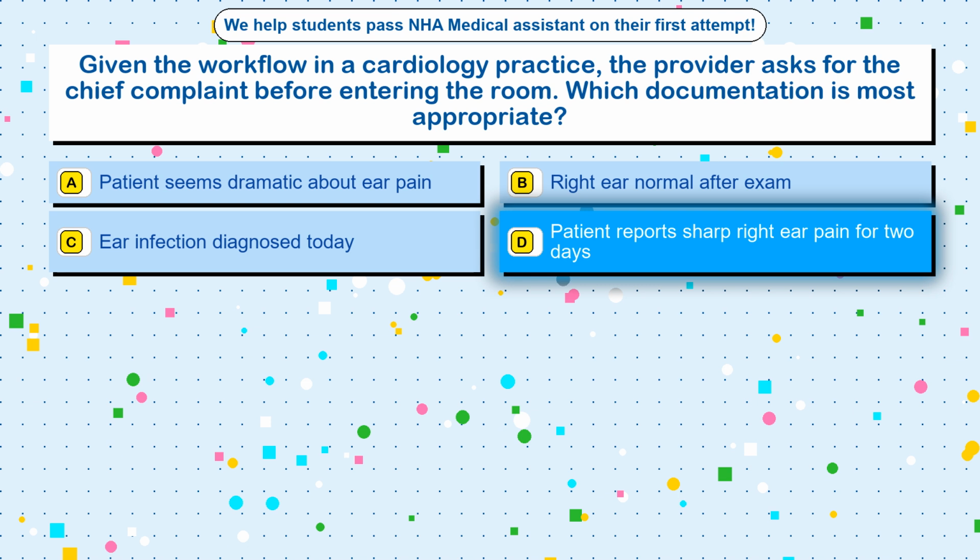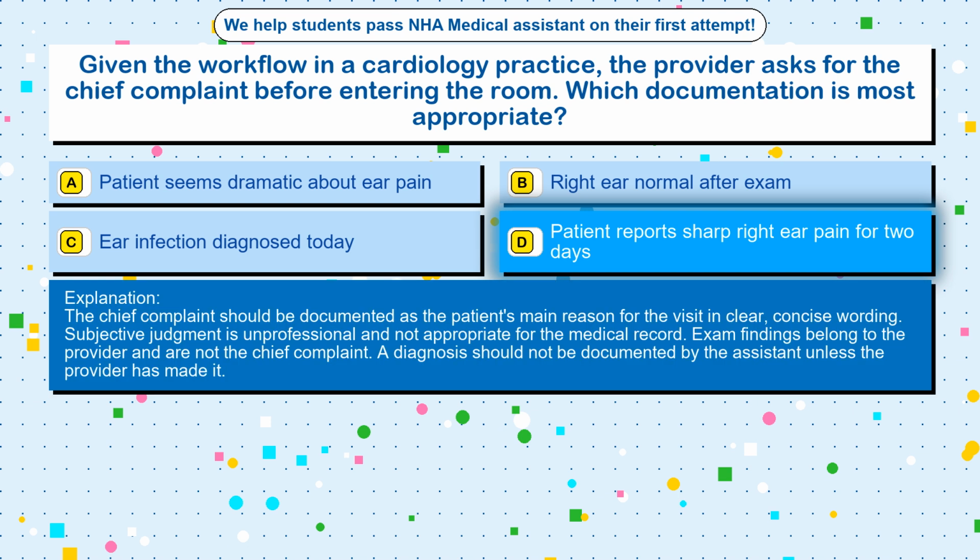Patient reports sharp right ear pain for 2 days. The chief complaint should be documented as the patient's main reason for the visit in clear, concise wording. Subjective judgment is unprofessional and not appropriate for the medical record. Exam findings belong to the provider and are not the chief complaint. A diagnosis should not be documented by the assistant unless the provider has made it.